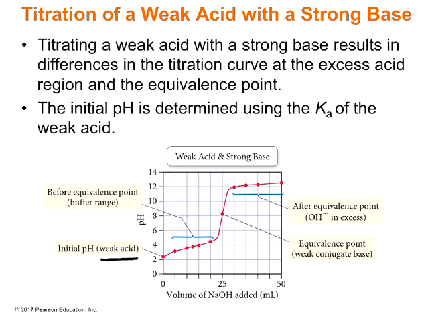And then before the equivalence point, we actually have what's called a buffer range. So there will be a buffer present between the weak acid and its conjugate base.